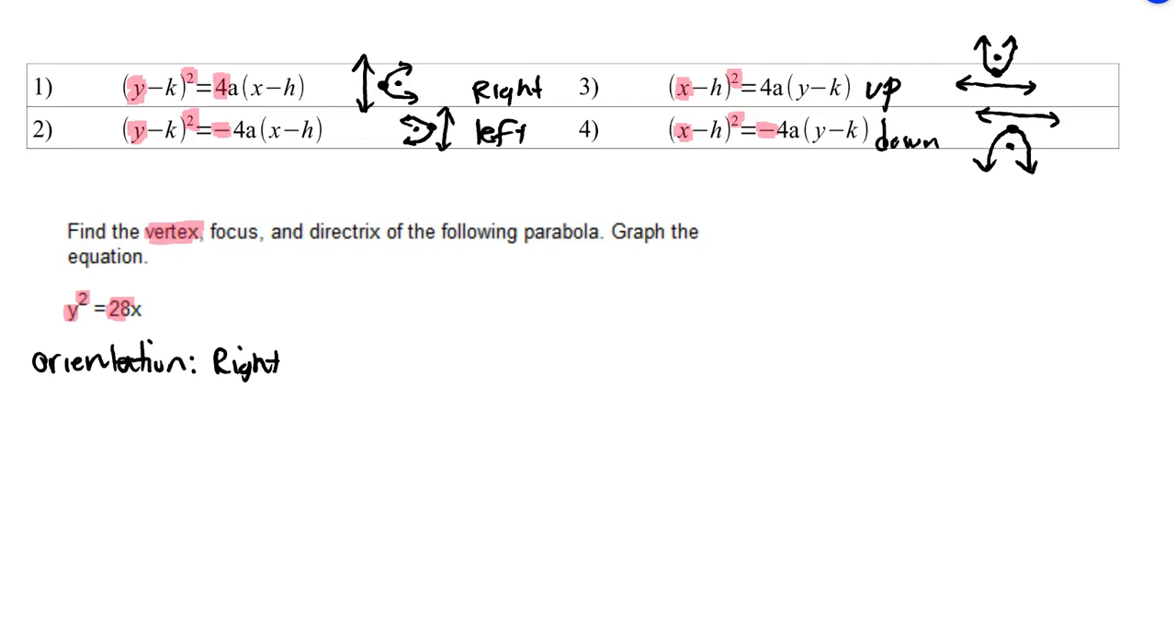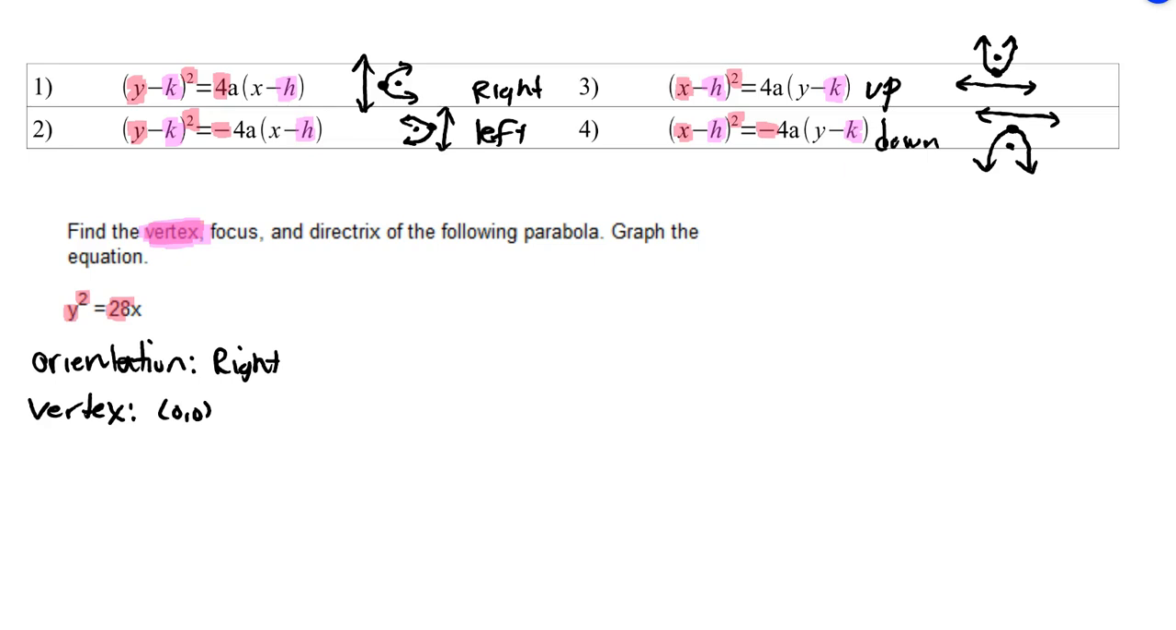Now the vertex on all of these, maybe let me use a different color here. The vertex is the H, K that you see in each one of these equations. We only get an H and K different from 0, 0 when we have parentheses inside the squared and parentheses next to that coefficient. We don't have that, so our vertex is going to be 0, 0.